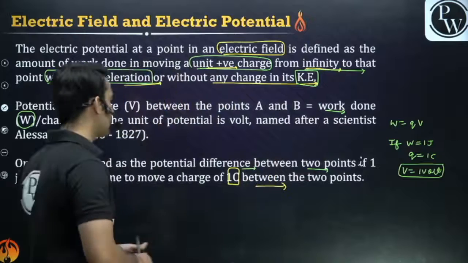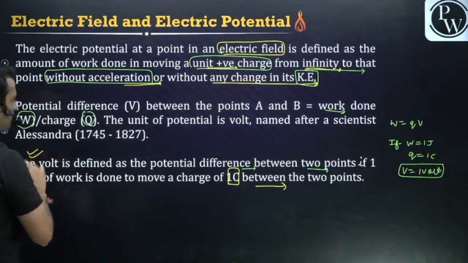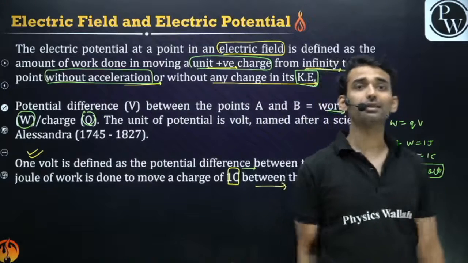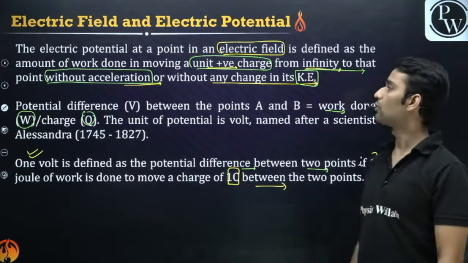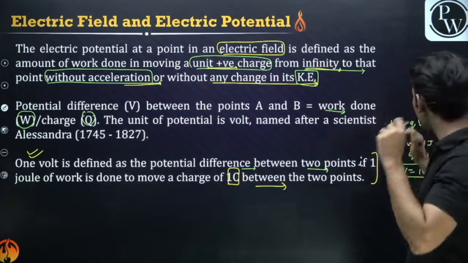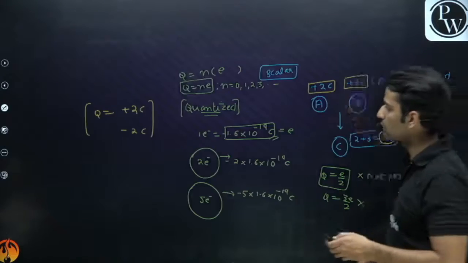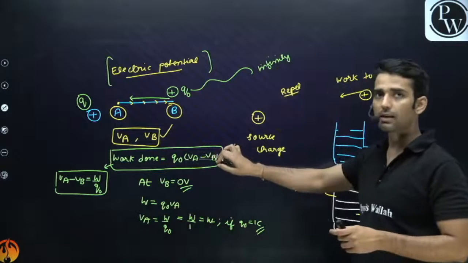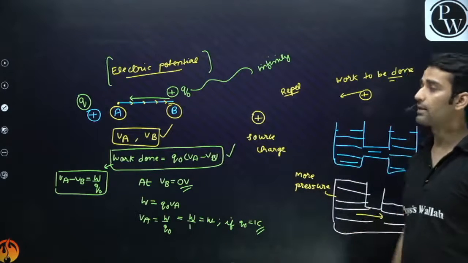This is the definition and it comes directly in the exam. Define 1 volt. Just write down this definition. Right, this is the definition of 1 volt. Clear guys? So just remember this formula, it is very, very useful. Work done is nothing but charge Q naught into potential difference.